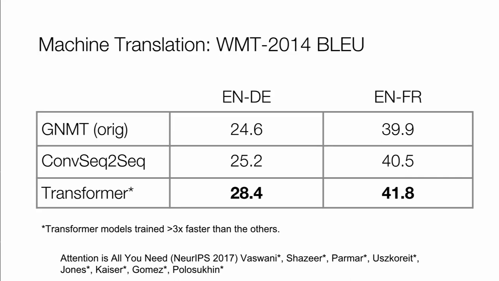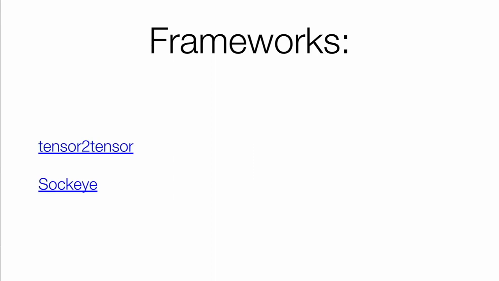As for frameworks, a lot of our work was initially pushed out in Tensor2Tensor. Maybe that might change in the future with the arrival of JAX. There's a framework from Amazon called Sockeye. There's also FairSeq, the convolutional sequence-to-sequence toolkit from Facebook. I'm not sure if it has a Transformer implementation, but they have some really good sequence-to-sequence models as well.